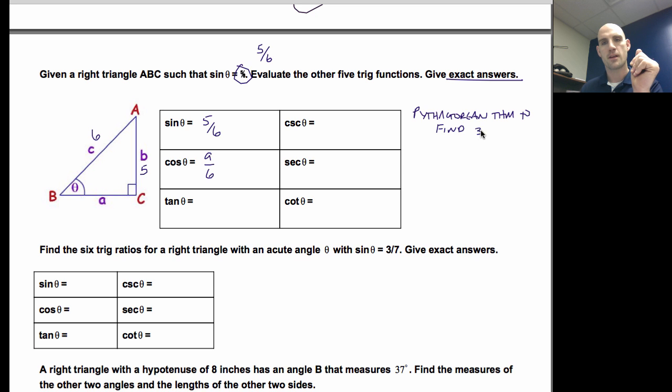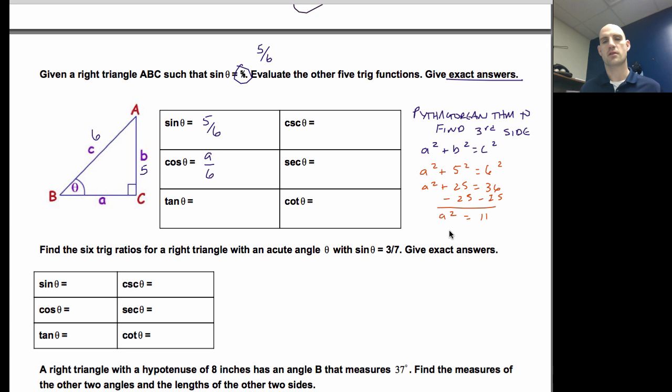to find the third side. So here we go. It's not a coincidence. A squared plus b squared equals c squared. Leg squared plus leg squared equals hypotenuse squared. Just to review. And so what's my leg? My leg is a, which I don't know, plus b squared, oh yeah, that's 5, equals c squared, oh yeah, that's 6 squared. A squared plus 25 equals 36. And I'm just going to solve for a. A squared equals 11, so a is equal to square root of 11.